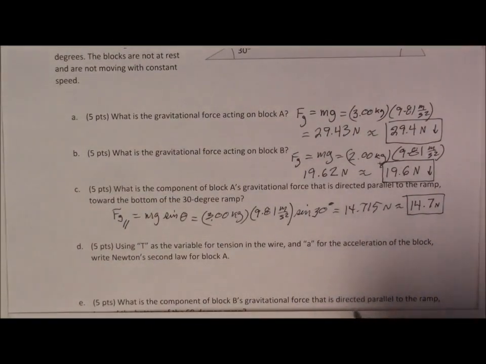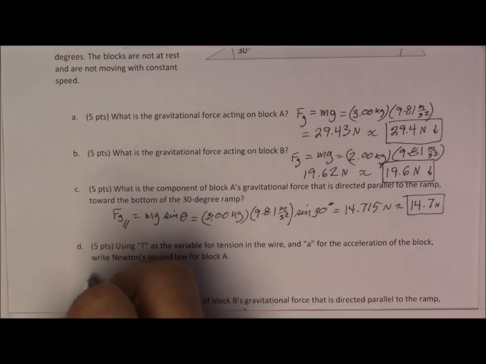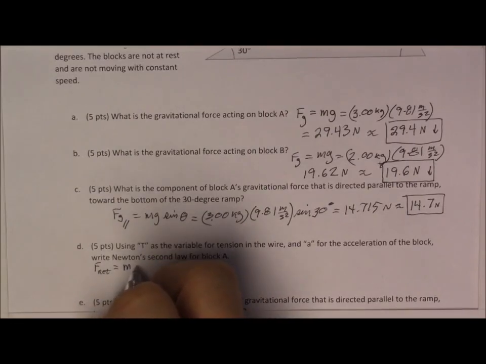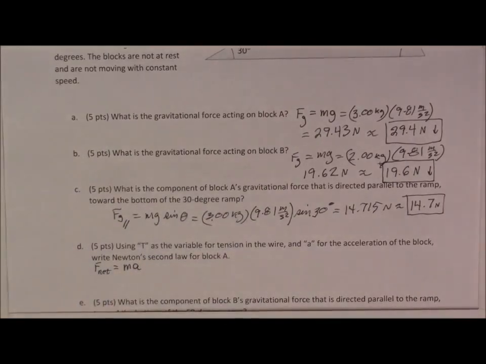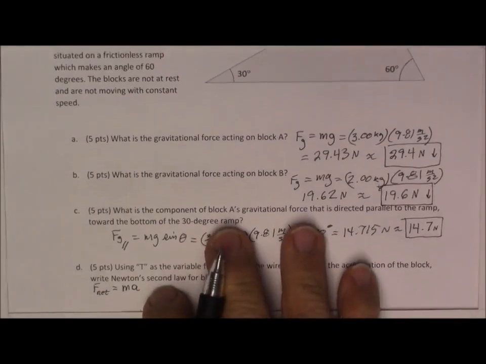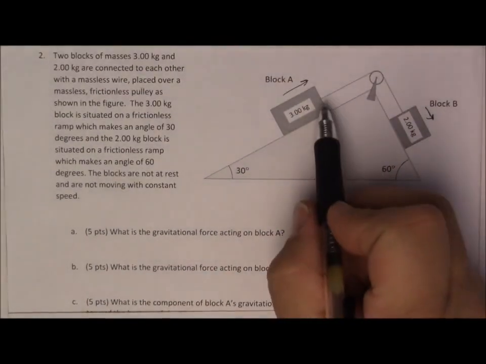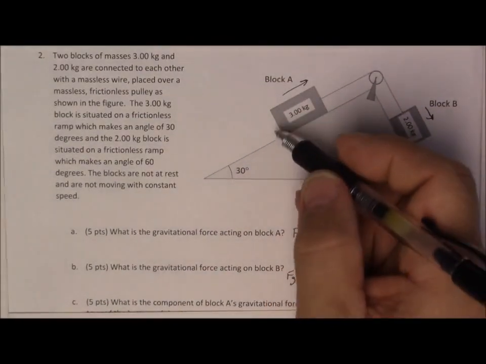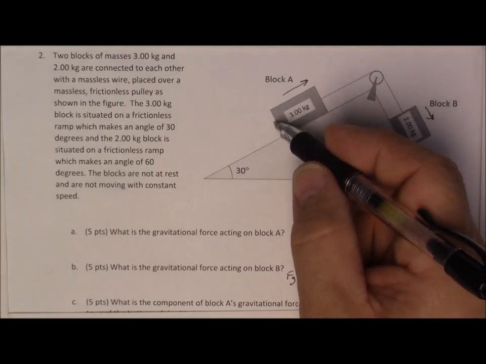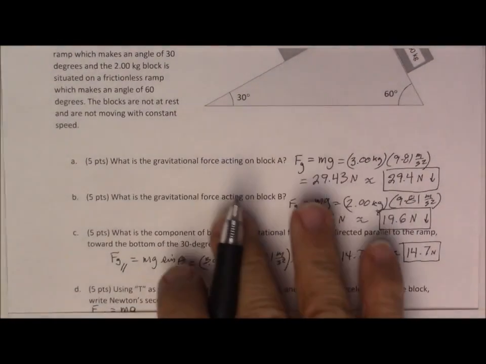So again, we'll start with Newton's second law. Net force equals mass of block A times its acceleration. What is the net force on block A? It's T minus mg sine theta.